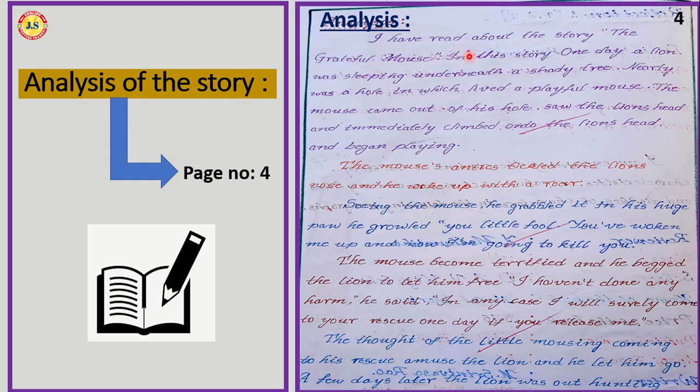For example, I have read about the story. Here you can start with the name of the story. Then after that, whatever you feel, whatever you comprehend, that can be analyzed here paragraph-wise. In the first paragraph, second paragraph, third paragraph, like this. Your handwriting should be legible. And while you are writing the analysis, it is better to divide it paragraph-wise. Then let us switch over to another page.